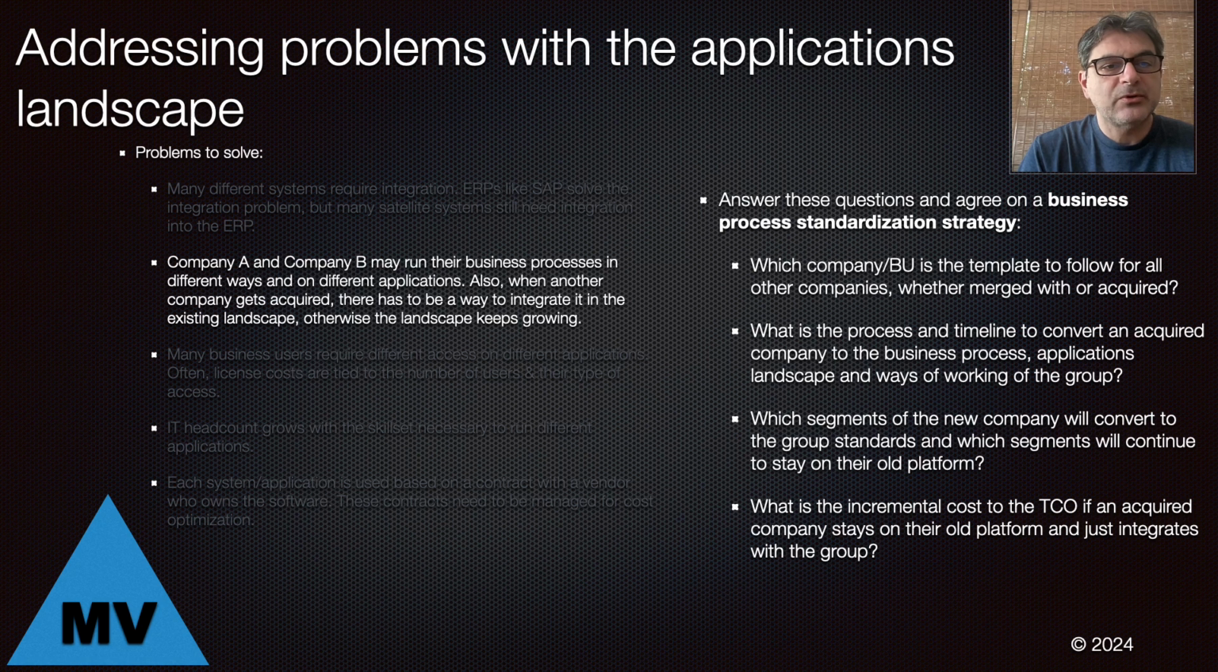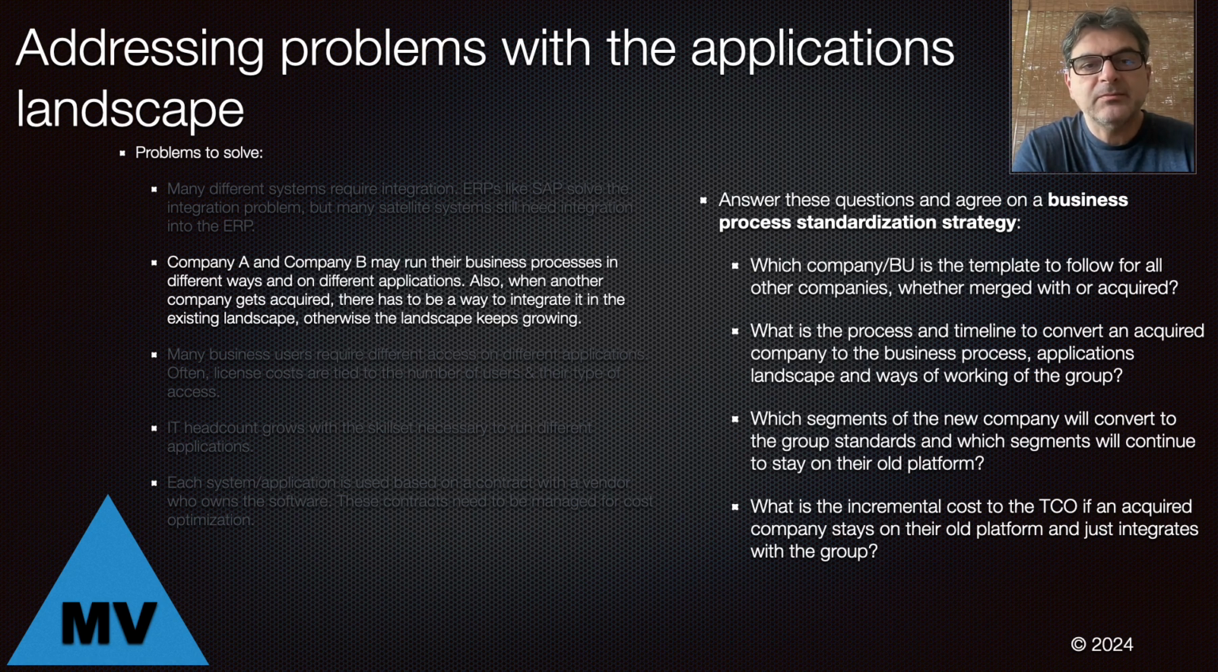Second problem to solve for: Company A and Company B may run their business processes in different ways and on different applications. Also, when another company gets acquired, there has to be a way to integrate it into the existing landscape. Otherwise, the landscape will keep growing. Answer these questions and agree on a business process standardization strategy.